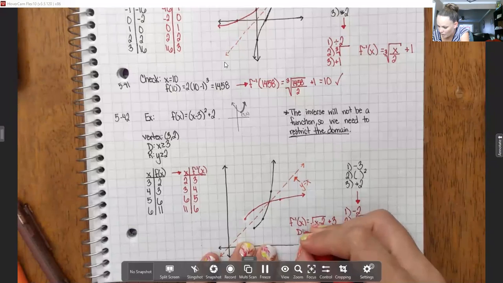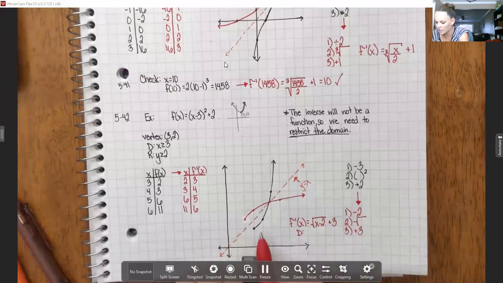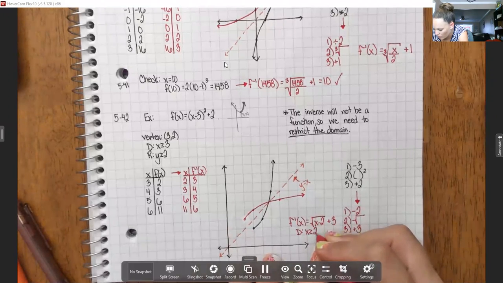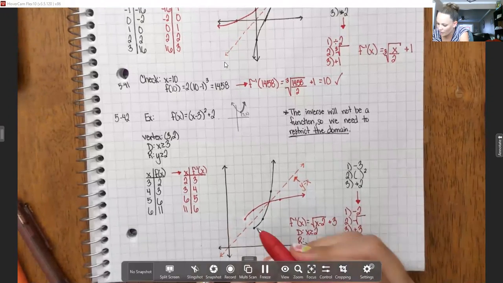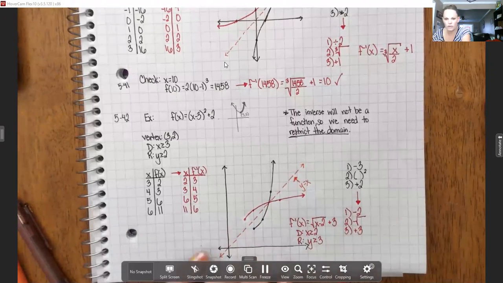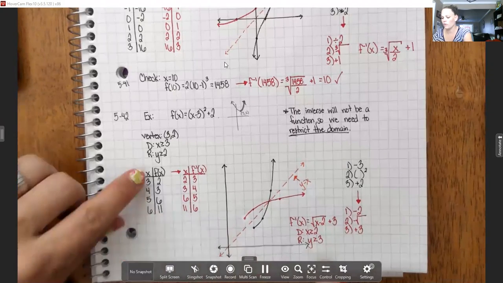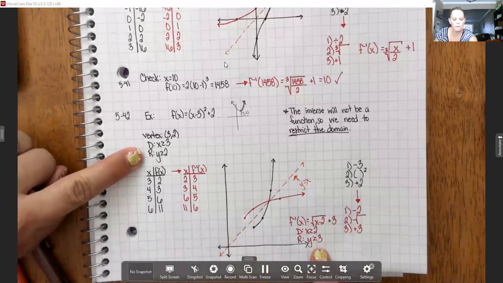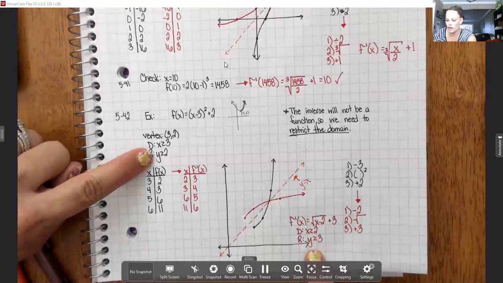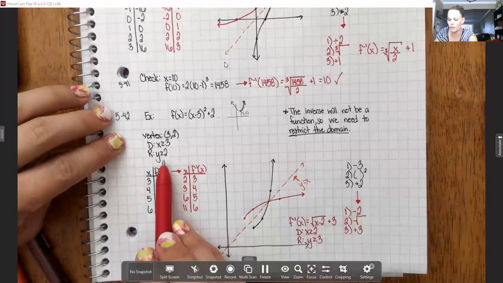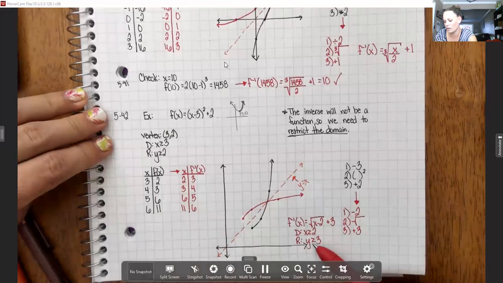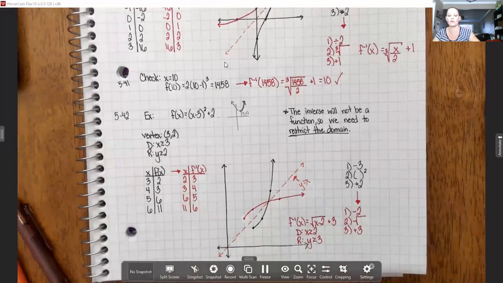Where our domain, if we look at the graph, it's our x values, it starts at 2. So x is greater than or equal to 2. And our range is our y values. Y is greater than or equal to 3. Same thing, we saw this yesterday, our domain and range switch. Here, domain was greater than or equal to 3, range was greater than or equal to 2. And here the domain is x greater than or equal to 2, and the range is y greater than or equal to 3.